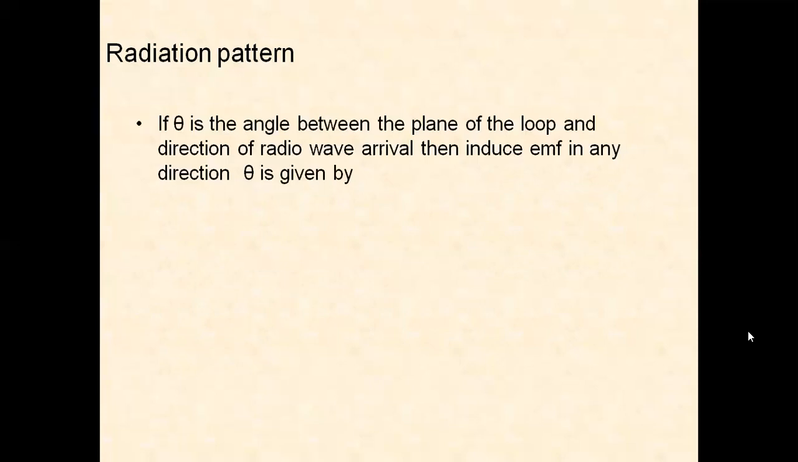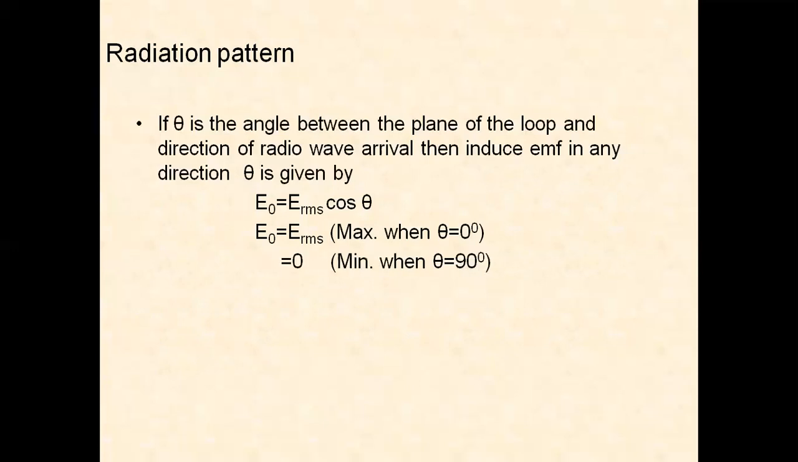If theta is the angle between the plane of the loop and the direction of arrival of the radio wave, then the induced EMF in any direction theta is given by the formula E0 equal to E_RMS into cos theta, where theta is the angle between the plane of the loop and the direction of the radio waves. So we are getting the EMF E0 equal to E_RMS multiplied by cos theta. E0 equals E_RMS when theta is 0 degrees, since cos 0 is 1. It is 0, that is minimum, when theta is 90 degrees.